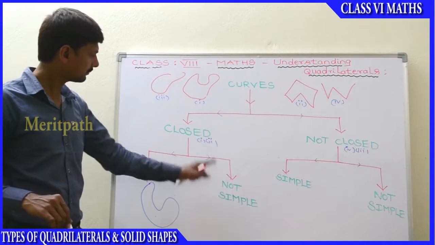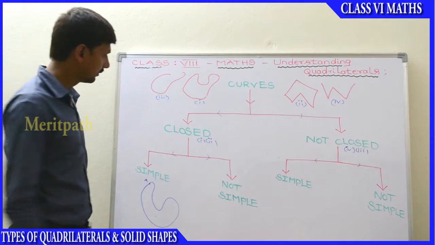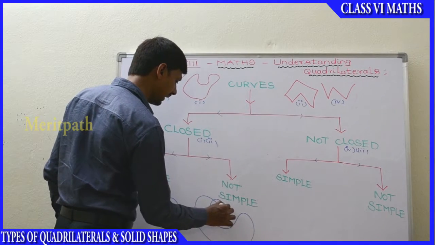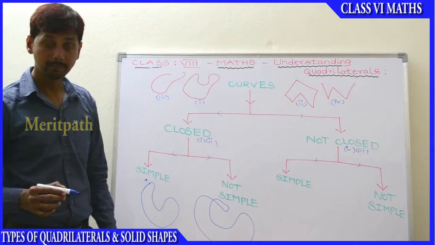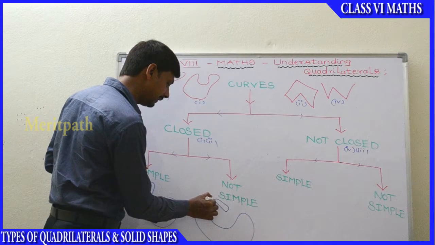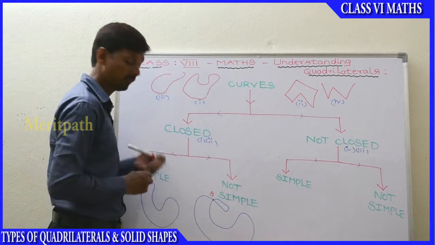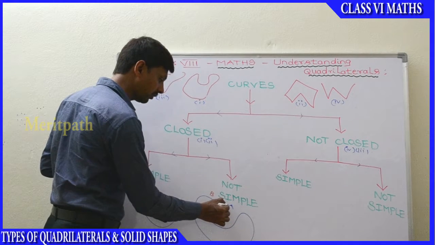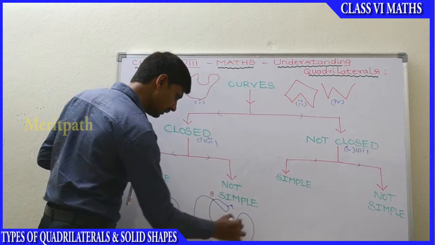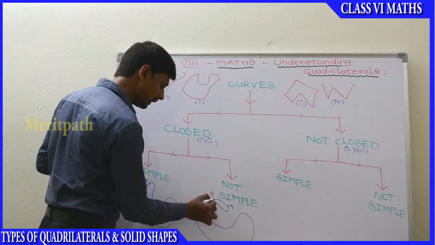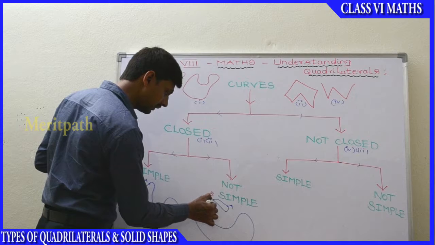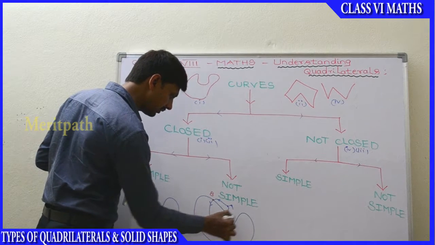So closed but not simple. Here the line is intersecting itself and closed. Let's see point B. We have started from here, and we have joined in this manner. Started from here, and we came here, and it is intersected. Let's recall. We started from here in this direction, and in this direction we have drawn.